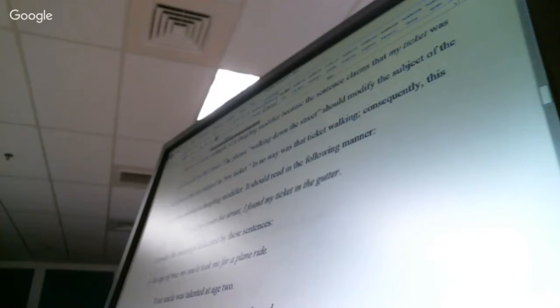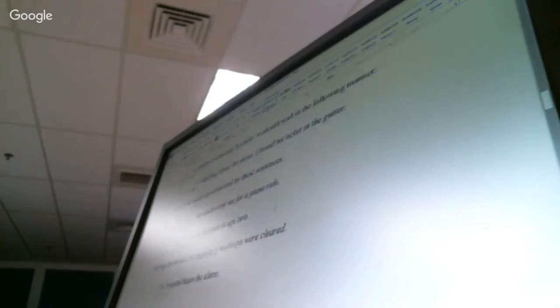So that dangling modifier can be corrected by doing this. Walking down the street, you have to ask yourself, who was doing the walking? I was. I found my ticket in the gutter. So I look at the sentence right here and I say, at the age of 2, my uncle took me for a plane ride, right?